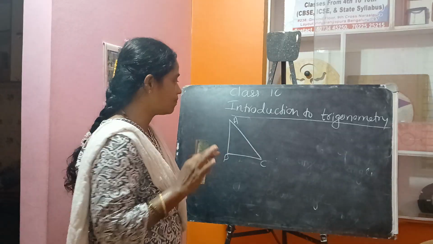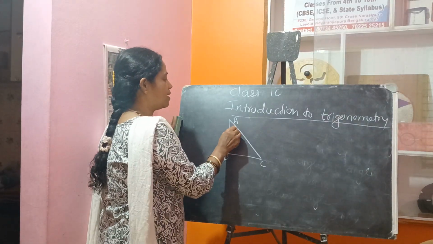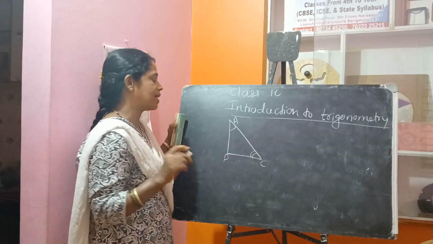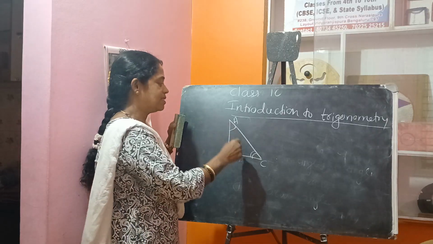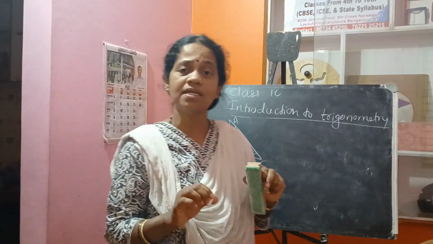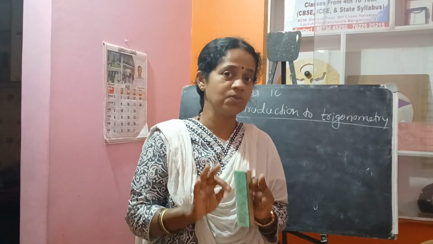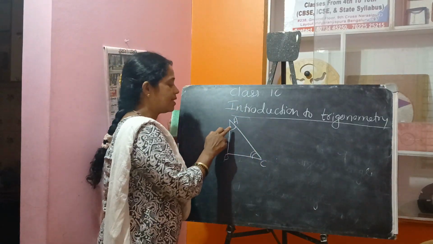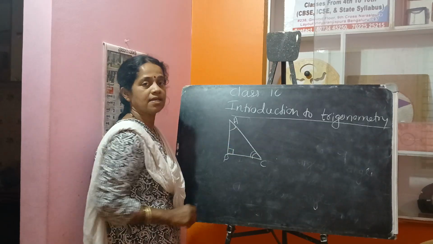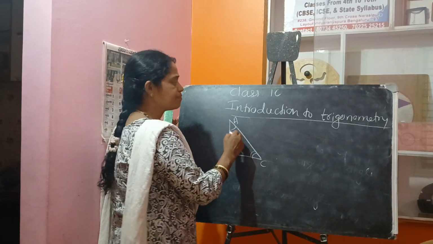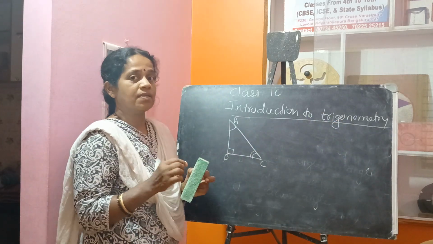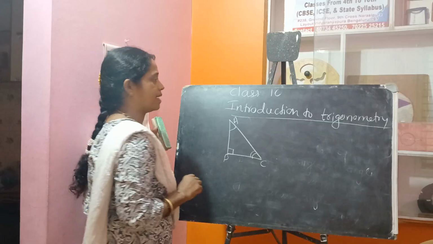We are going to find the ratio between any two sides of a right angle triangle with respect to the acute angles. See here, you know that every right angle triangle has how many acute angles? It is two. So here A and C are the two acute angles. B is what? 90 degrees. So here, what trigonometry does is the ratio between any two sides.